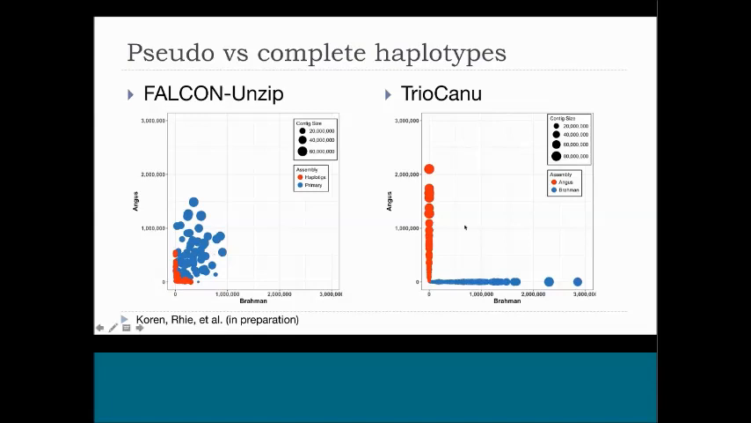In comparison, the trio canoe assembly, since we've pre-binned these reads by haplotype, now the markers for each of these contigs are all either entirely coming from the Angus or entirely coming from the Brahmin, giving you confidence that they are haplotype-specific reconstructions. And they're very, very long. In this case, both of those two haplotypes were reconstructed with haplotigs with an N50 size greater than 20 megabase pairs for each haplotype.